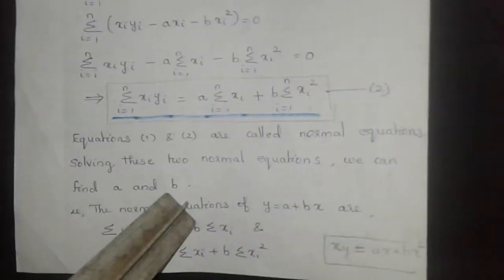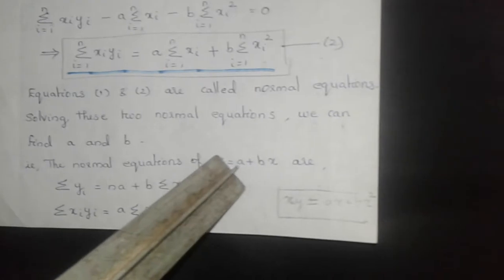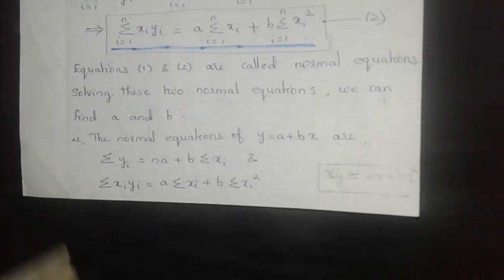Equation 1 and equation 2 are known as normal equations. Solving these two equations, we can find the values of a and b. Thus, we get the equation of the straight line y equal to a plus bx. So, in problems, we solve these two normal equations: sigma i equal to 1 to n yi equal to na plus b into sigma i equal to 1 to n xi, and sigma xi yi equal to a into sigma xi plus b into sigma xi square. Thus, we find the values of a and b.